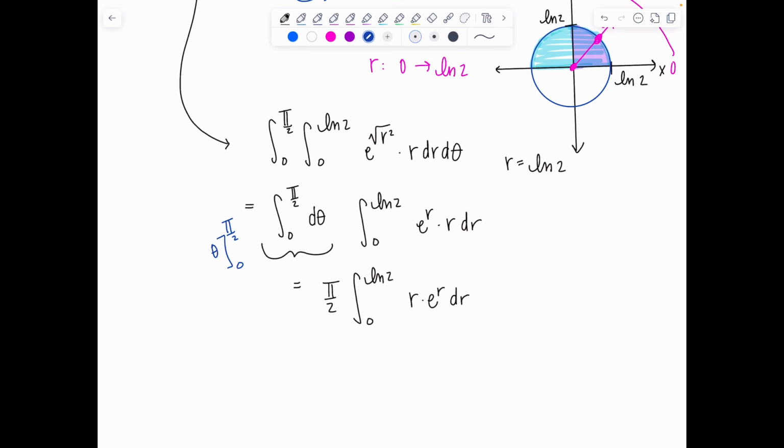We've got to do tabular. Well, by parts. You can do it traditionally. This one's just beautiful for tabular. So whatever u would be, you differentiate r, 1, until you get a 0. And then dv is what you integrate, e to the r, e to the r, e to the r. And then you take products on the diagonal.